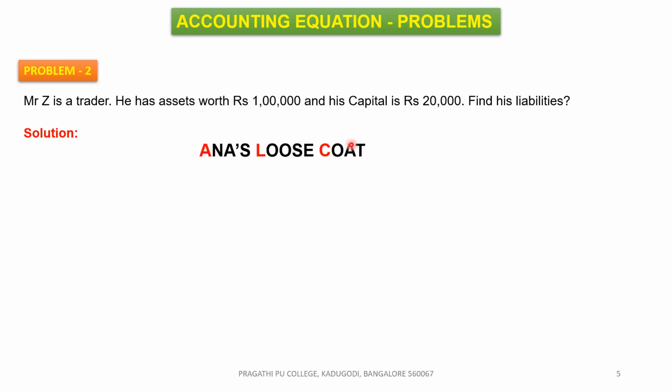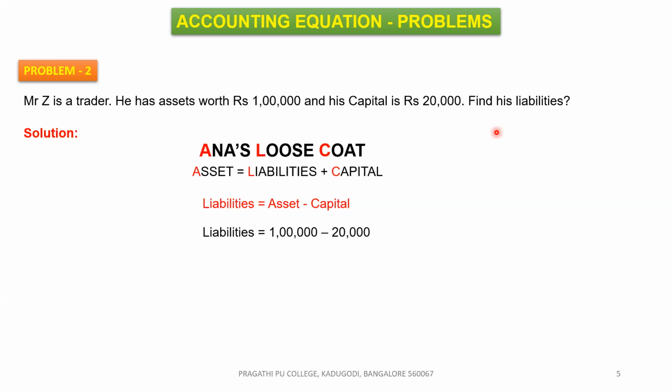So what is that accounting equation formula? ALC, Anna's loose code. You put A is equal to L plus C, asset is equal to liabilities plus capital. And what do we have to find out now? We have to find out liabilities. So liability will be asset minus capital. Change the formula, that's it, within the same formula. So liabilities will become asset, which is how much? 1 lakh. And how much is the capital?